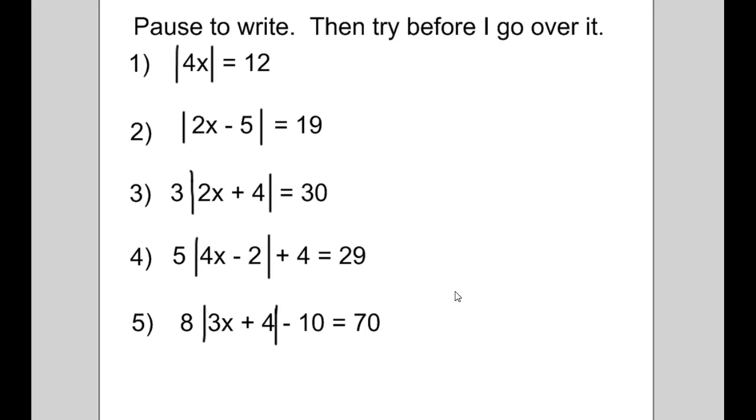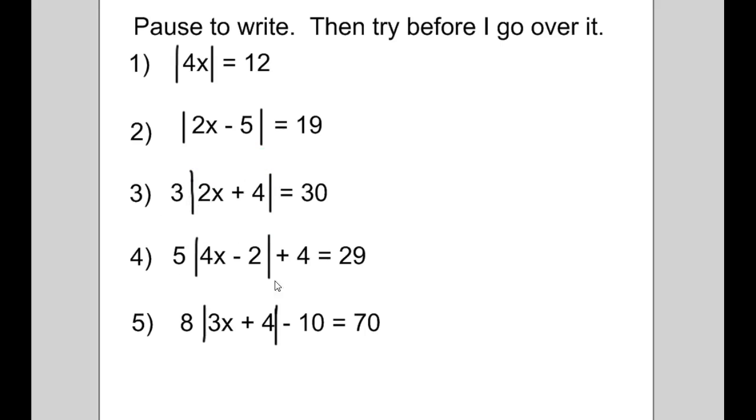The one thing to remember about absolute value is you want to try to isolate the absolute value on that side of the equation. So this absolute value is all by itself on this side, the left side of this equal sign. This one is all by itself. This absolute value stuff is all by itself on the left side of the equal sign. This one is not all by itself. If you notice, it's got a 3 in front of this absolute value. So we're going to find a way to get rid of 3.